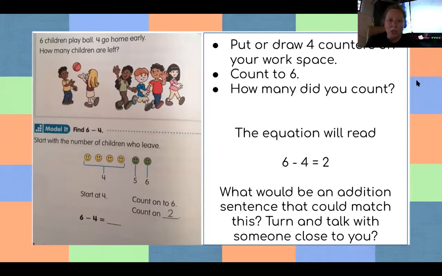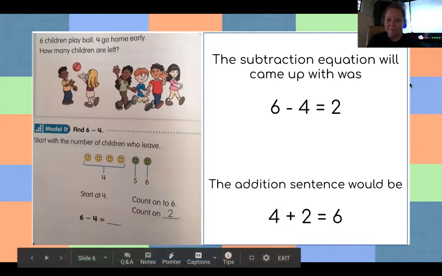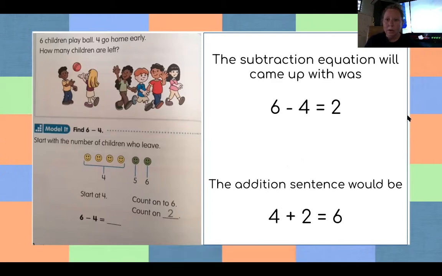If you need more turn and talk time, push pause now. The subtraction equation we came up with was 6 minus 4 equals 2. The addition sentence would be 4 plus 2 equals 6. That's a tough strategy, isn't it? Let's keep practicing.